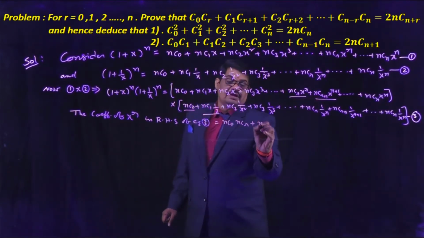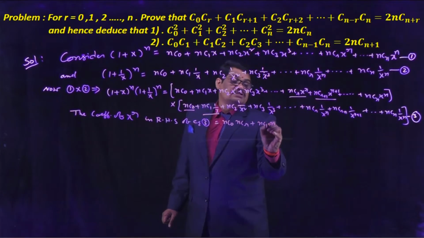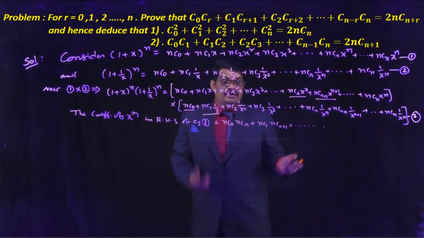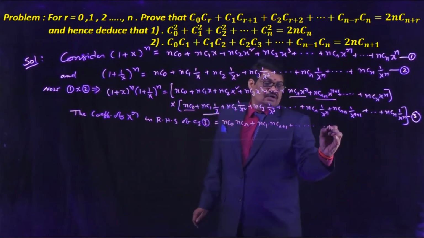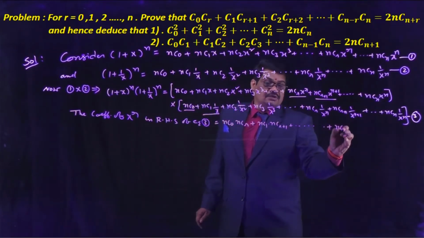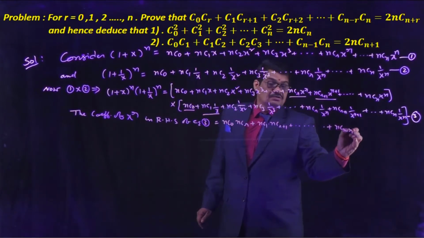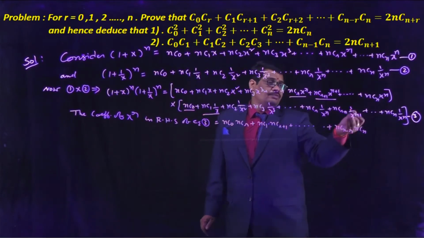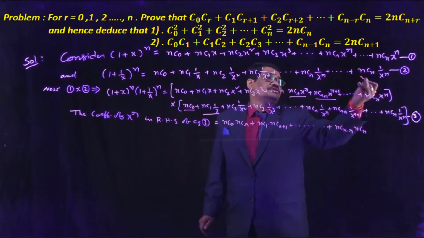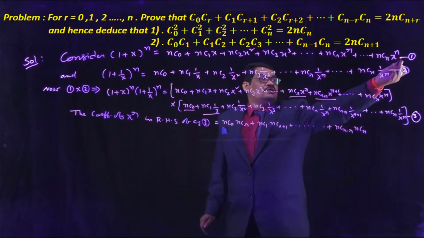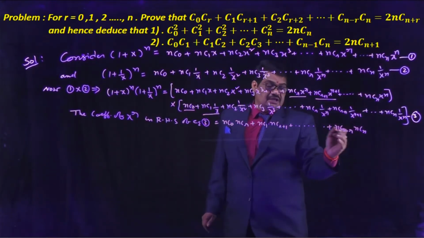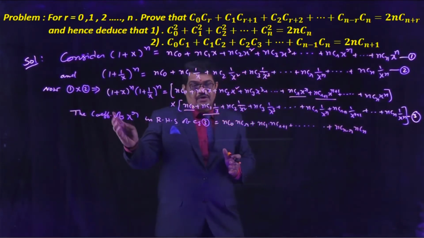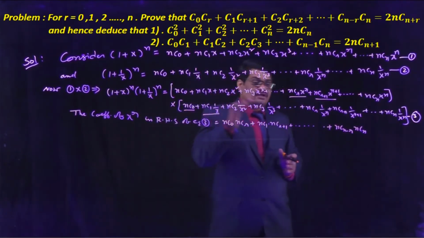Here nC1 into nC(r+1), like that. These are the coefficients we are getting. In the last one, nC(n-r) into nCn, and before that this, and in the first equation nC0 into nCr. These are the coefficients of x to the power of r in the RHS of equation 3.